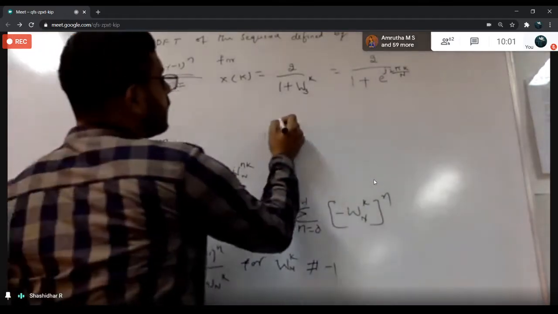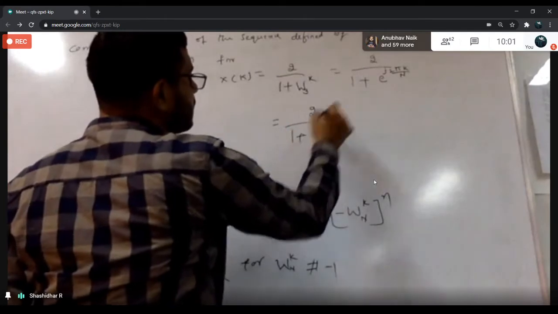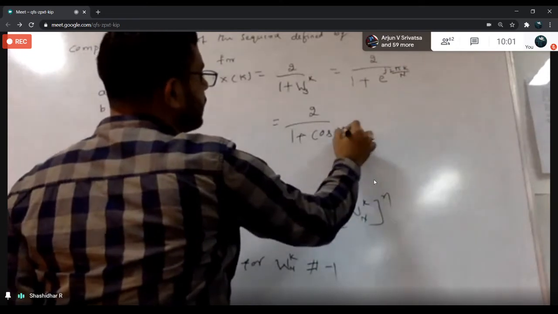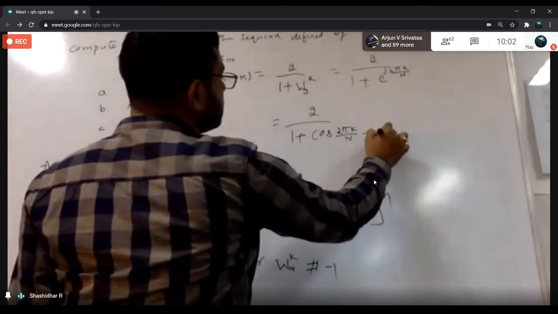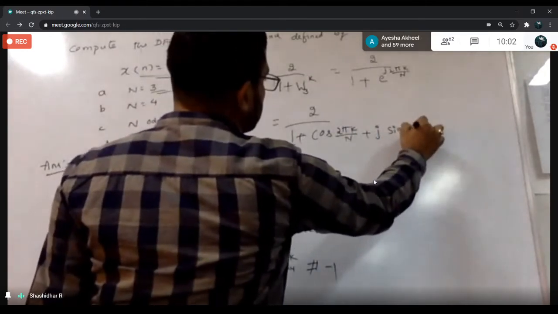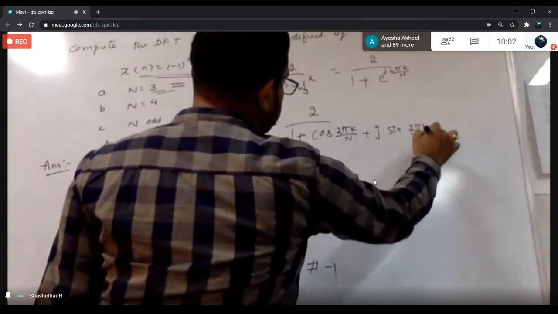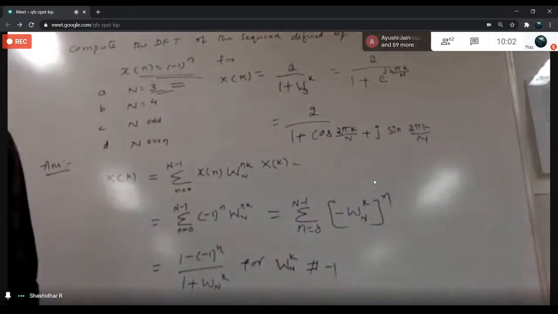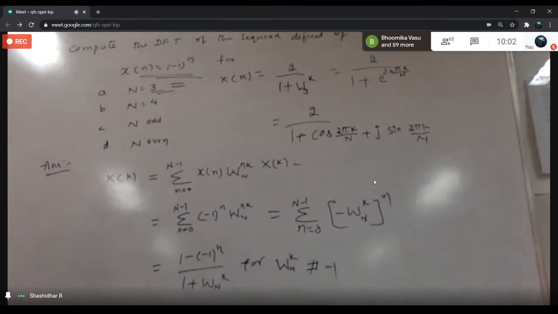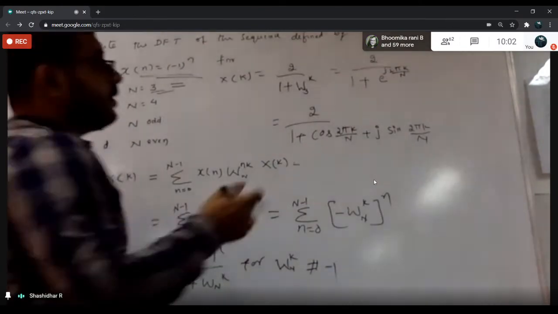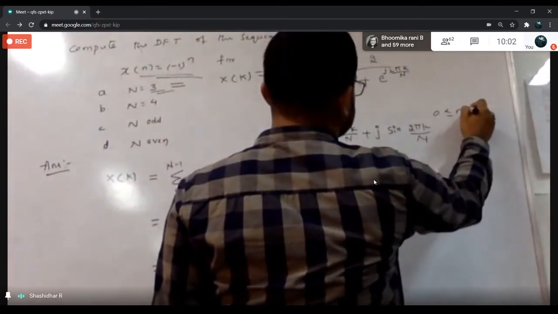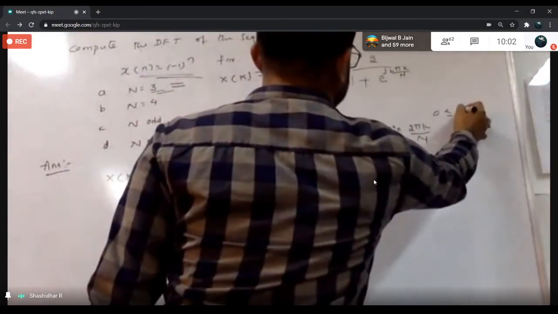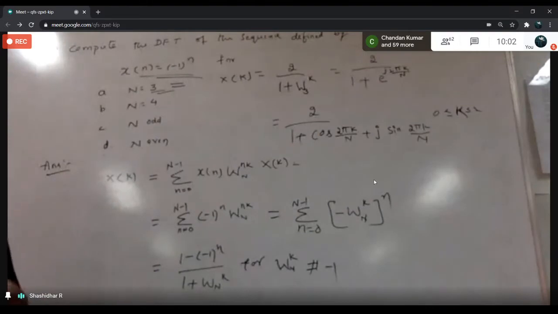So then what is the equation? 2 divided by 1 plus e to the power of theta, cos 2 pi k divided by n plus j sin 2 pi k divided by n. What is the x of k value? So this is for 0 less than or equal to, sorry, less than or equal to k. Sorry, n no, it's k. DFT, right? 0 less than or equal to k, less than or equal to 2.